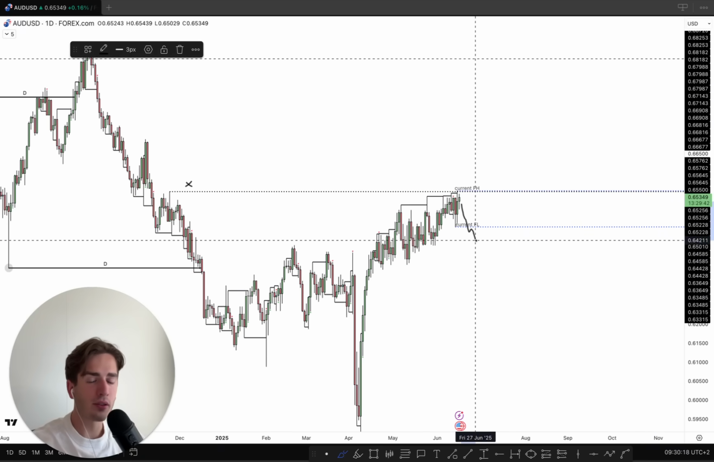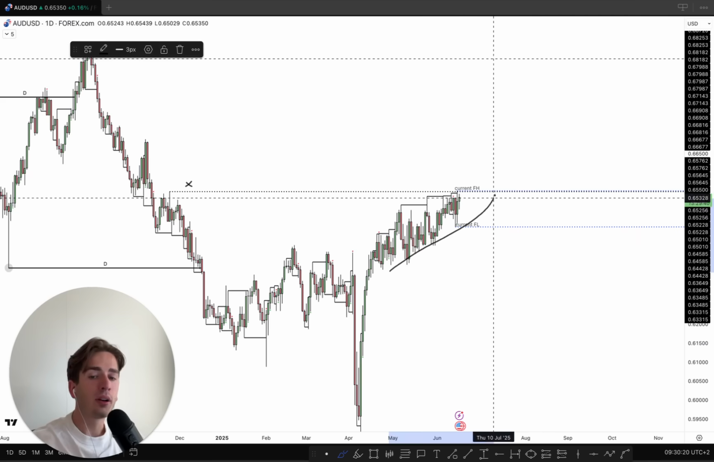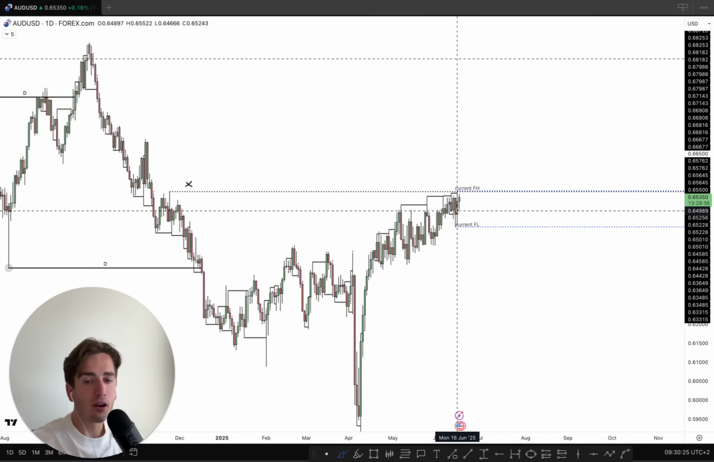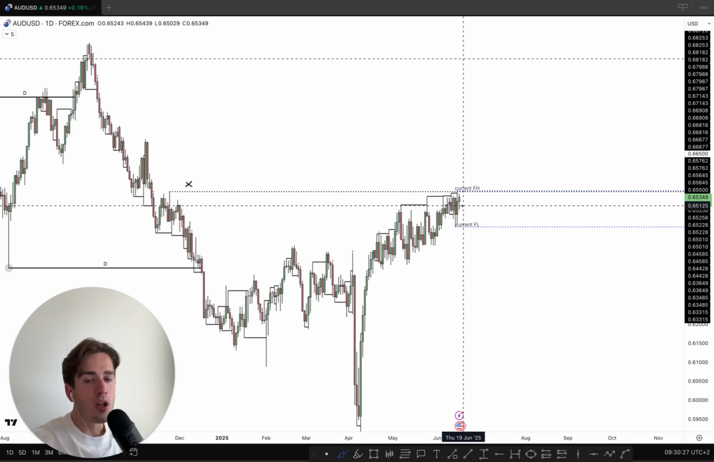However, even with a break of the current fractal low on the daily time frame, the price action is so choppy that it doesn't really mean too much, because you can see previously over here that you also broke the daily fractal low, but nothing really happened.